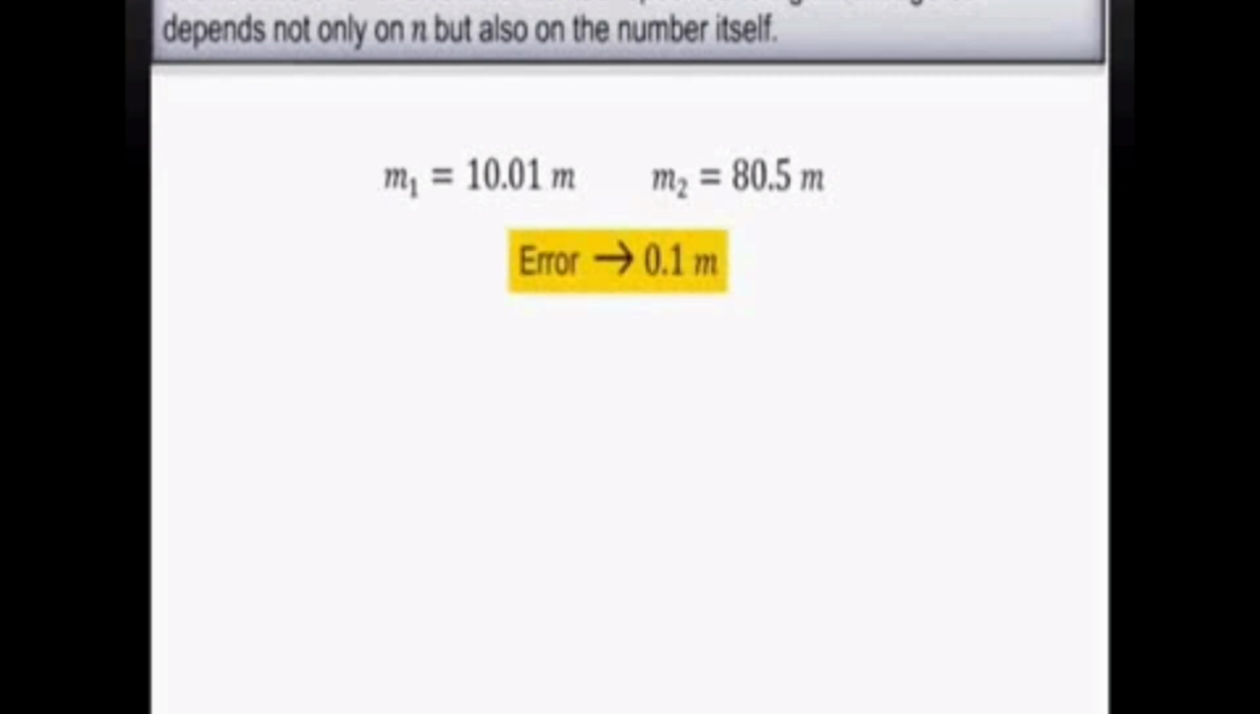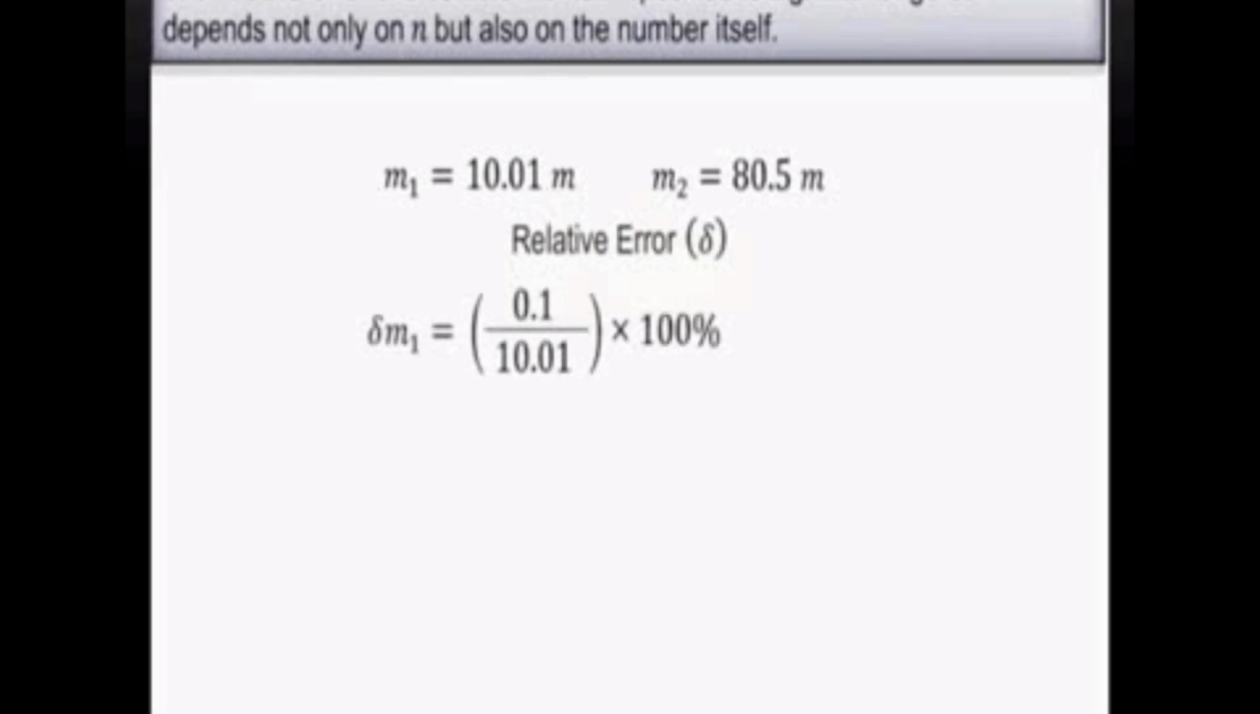The relative error of the value of a number specified to n significant figures depends not only on n but also on the number itself. So it depends on the number also, not only the significant figures. Right? So for example, for the relative error, M1 equals 10.01 meter and M2 equals 8.5 meter. The error is 0.1 meter. So it is less than or greater than the 0.1 value.